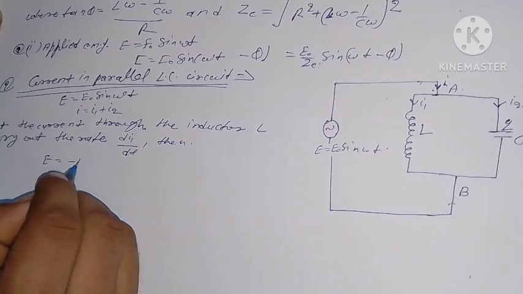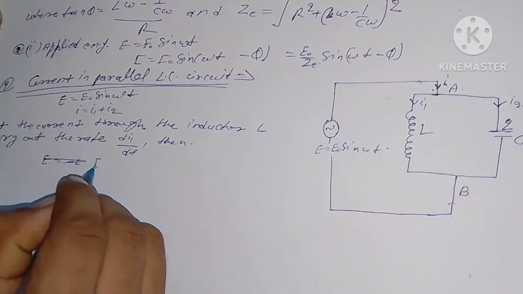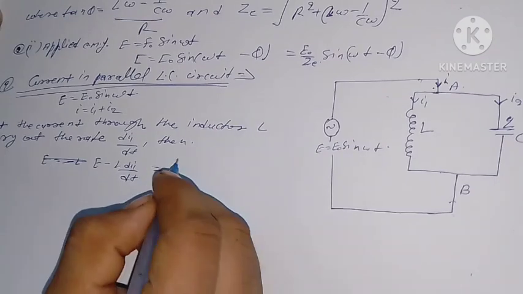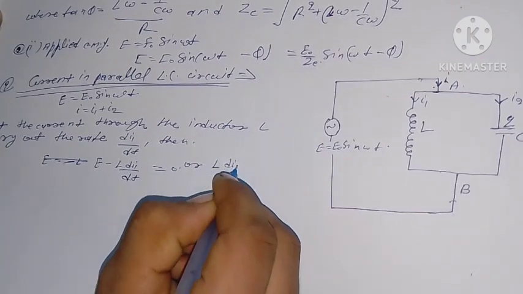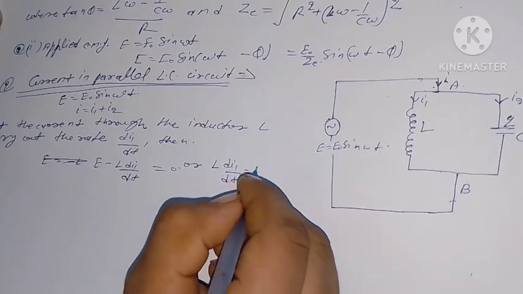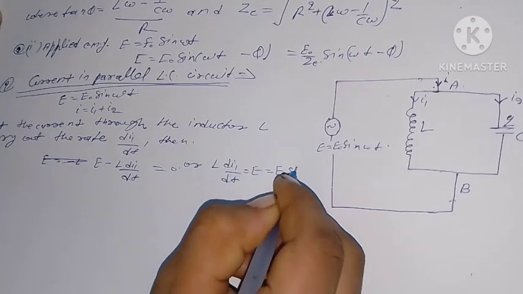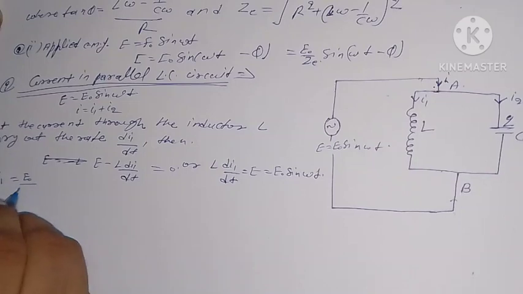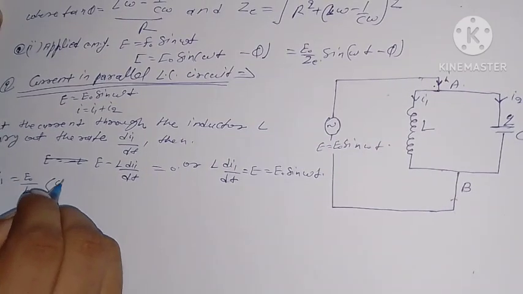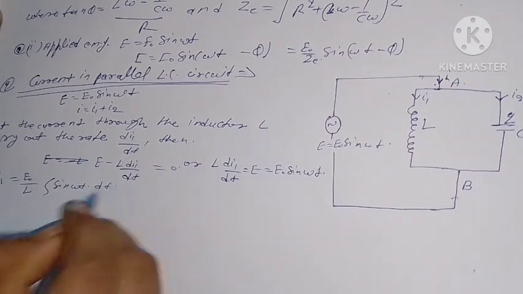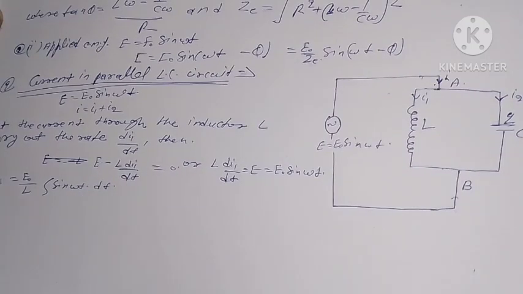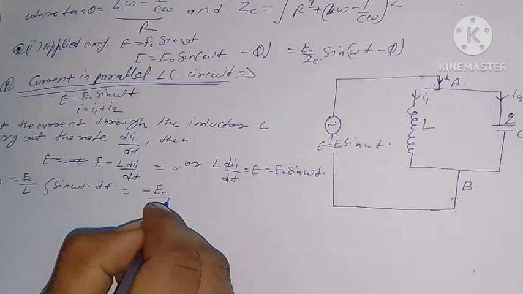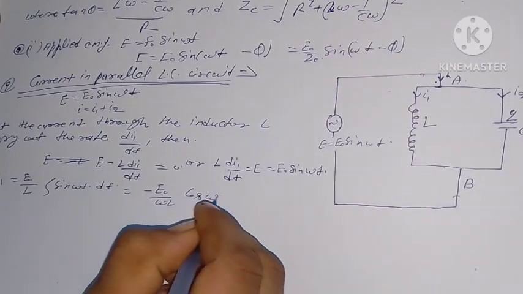Then E minus L di1 by dt equal to 0, or L di1 upon dt equal to E naught sin omega t, and I1 equal to E naught by L integration of sin omega t dt, that is, minus E naught upon omega L cos omega t.